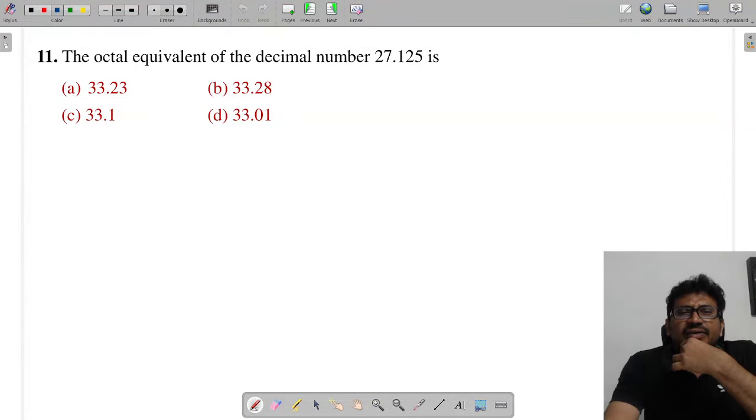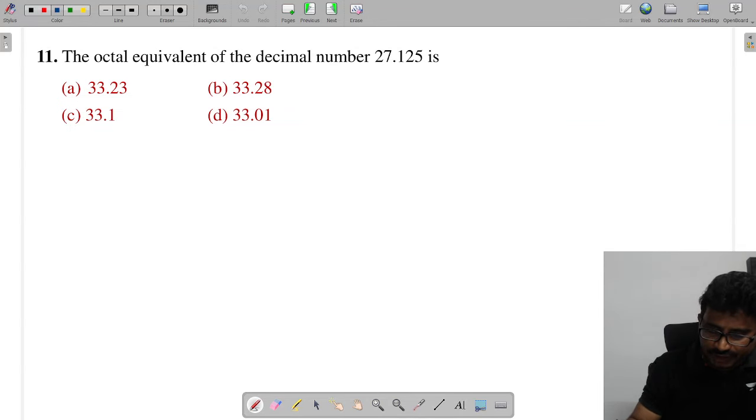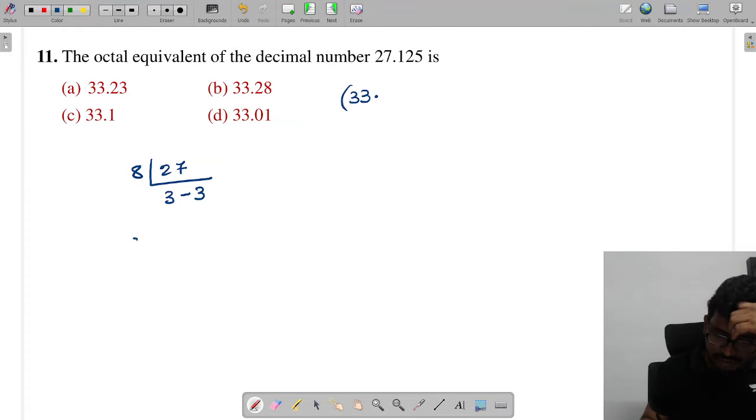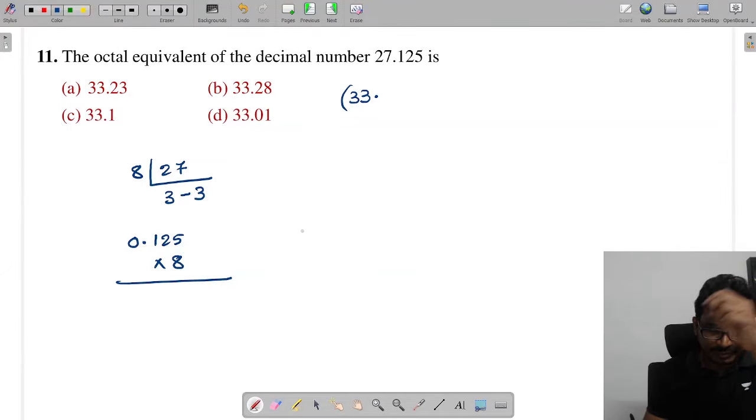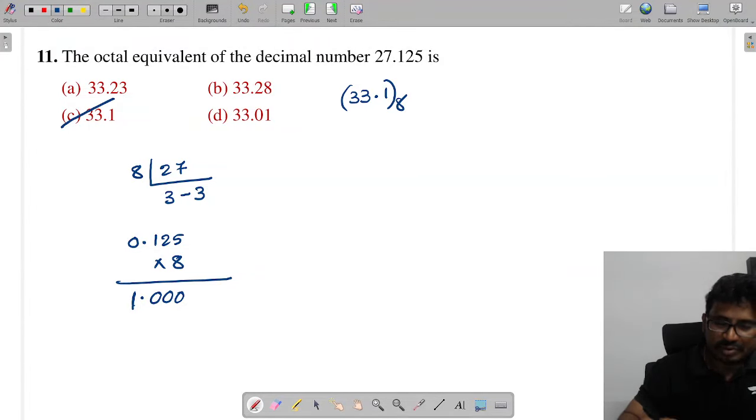Next, octal equivalent of decimal number 27.125. Octal equivalent means we should divide with 8. So 8 threes are 24, so that is 3 here, and the remainder is 3, which means we can say 33. And what should I do here? 0.125. The fractional part we should multiply with 8. Then how much will come here? 1.00 will come. So this is 1. So 33.1.